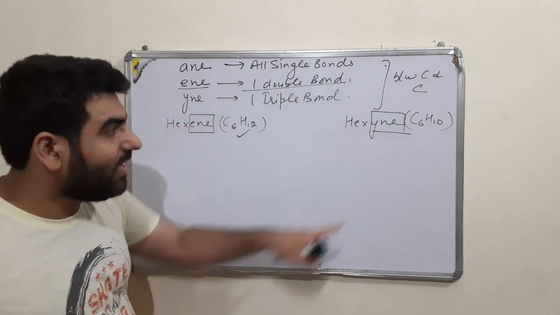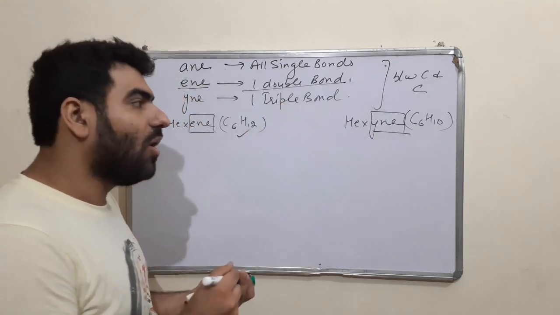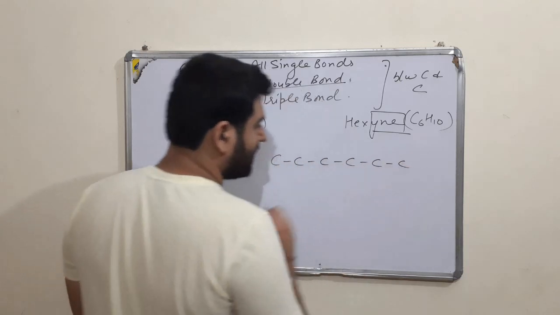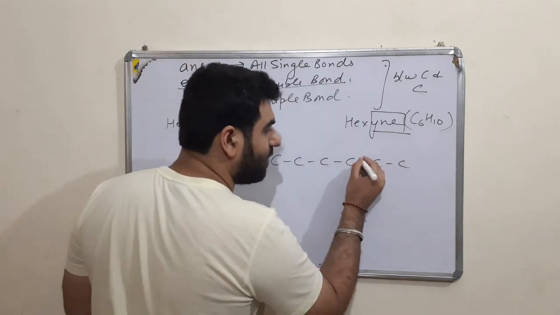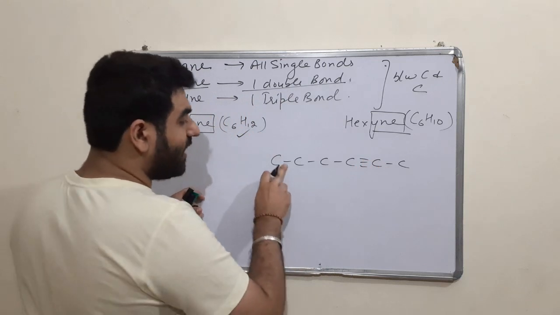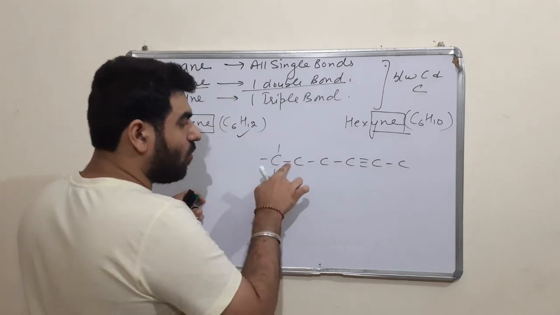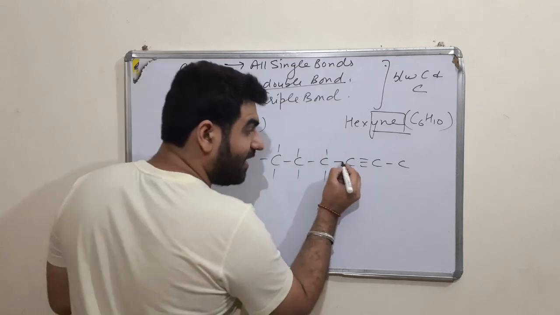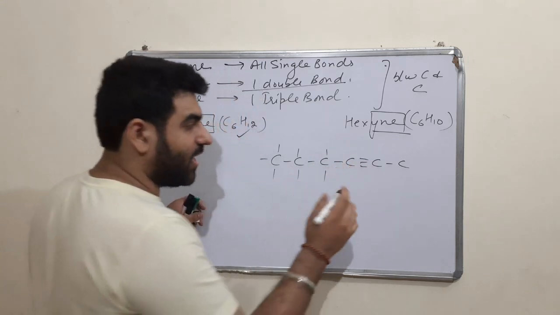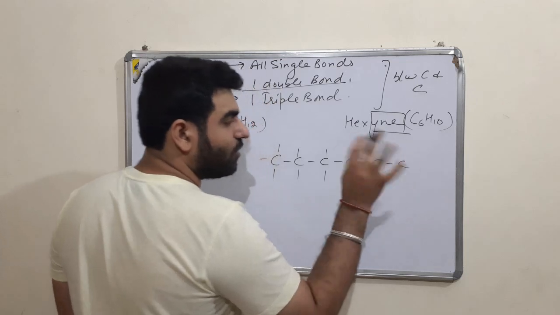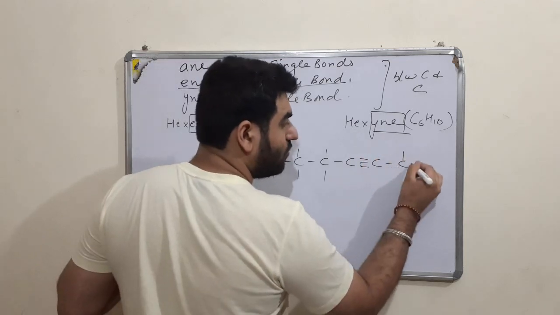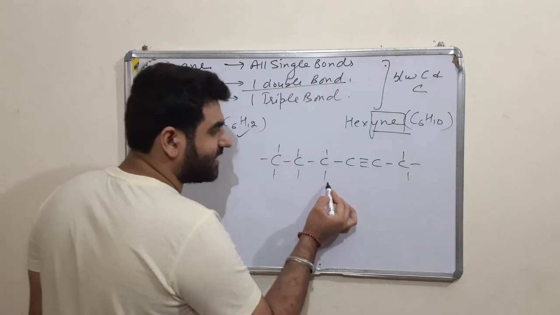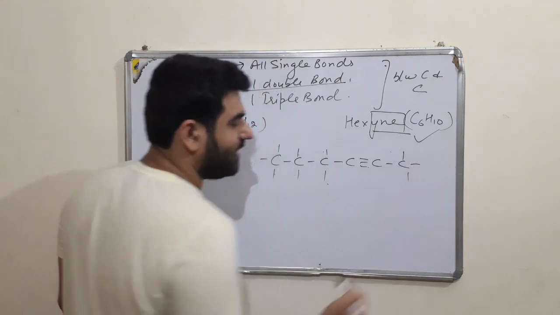Alright. Let us talk about now hexyne. Hexyne is INE, so it is one triple bond, all others are single. 1, 2, 3, 4, 5, 6. One triple bond. Let it be the triple bond here. So here is 1, 2, 3, 4. 1, 2, 3, 4. 1, 2, 3, 4. No hydrogen. 1, 2, 3, 4. No hydrogen. 1, 2, 3, 4. So let us count. 1, 2, 3, 4, 5, 6, 7, 8, 9, 10.